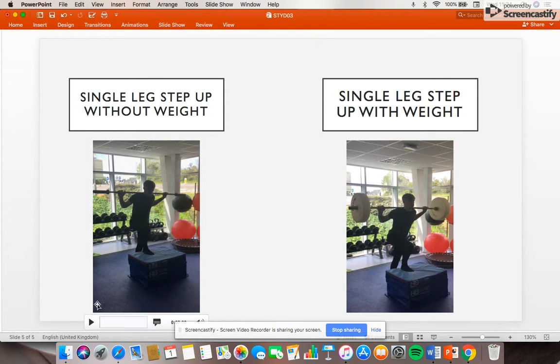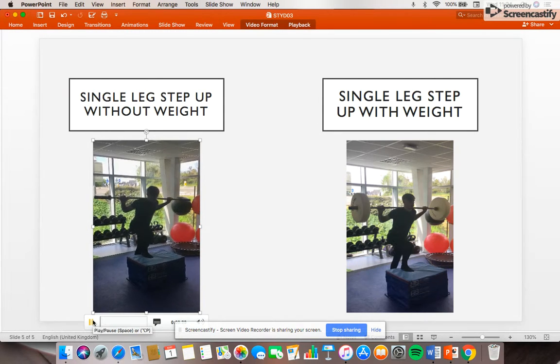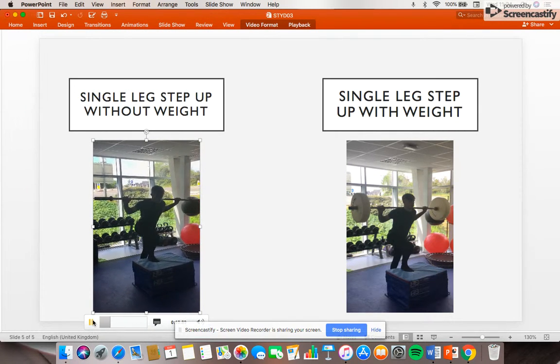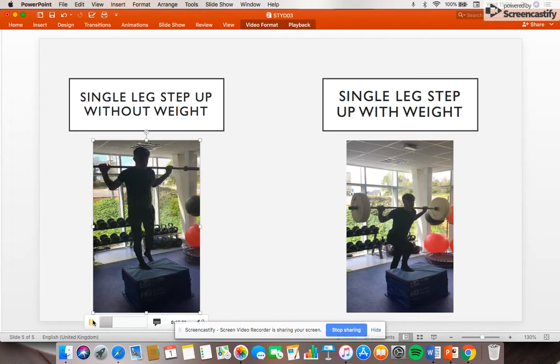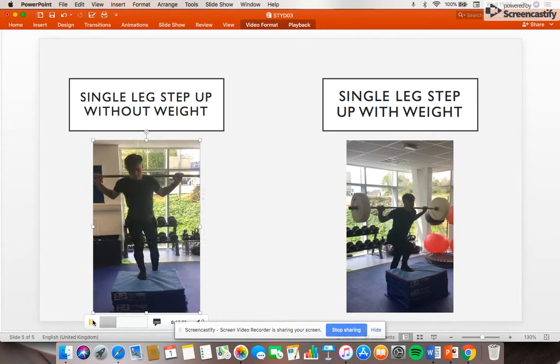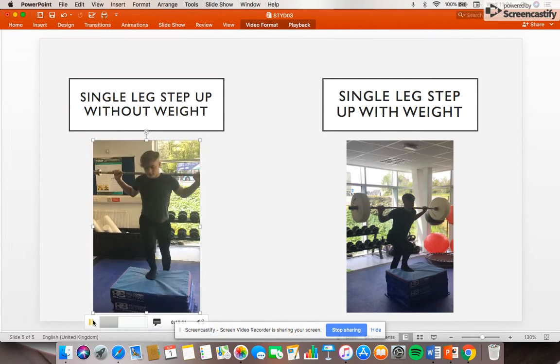Furthermore, what we're working on here is a single leg step up without any weight on the bar. This here is also working on the quadriceps, trying to build the lower leg muscles as well. What the client is doing here is taking a step up, only using their right leg. This here is also working on the stability of the ankle as it is an unstable surface.